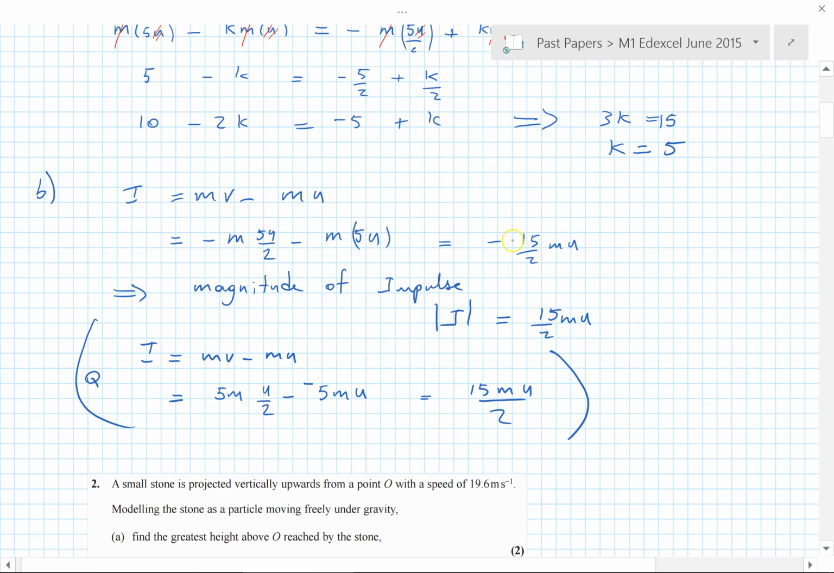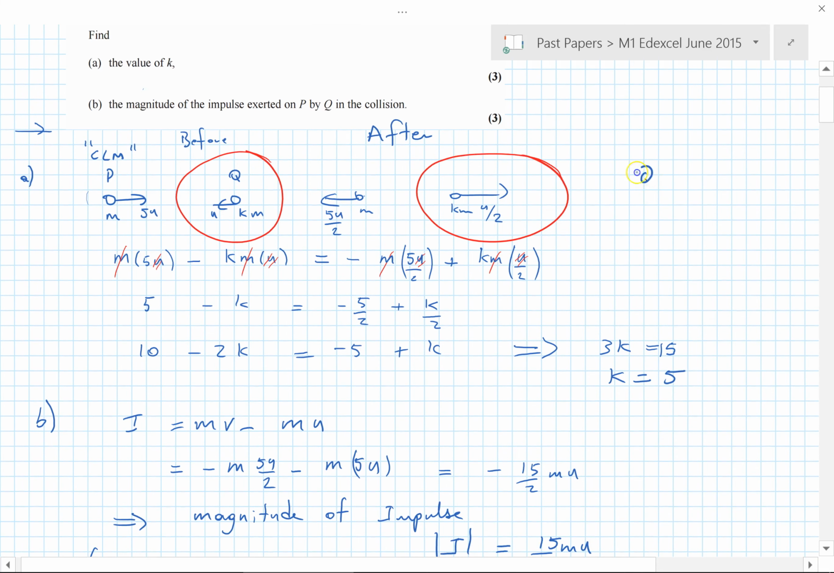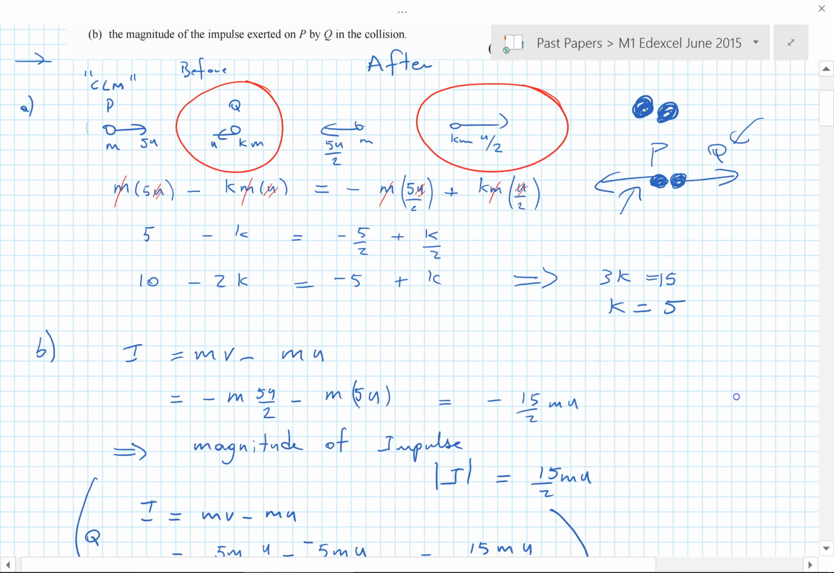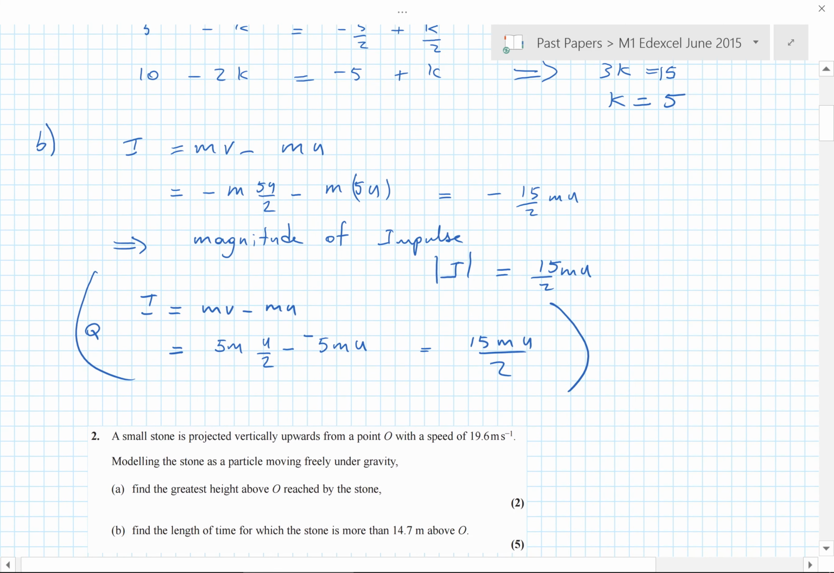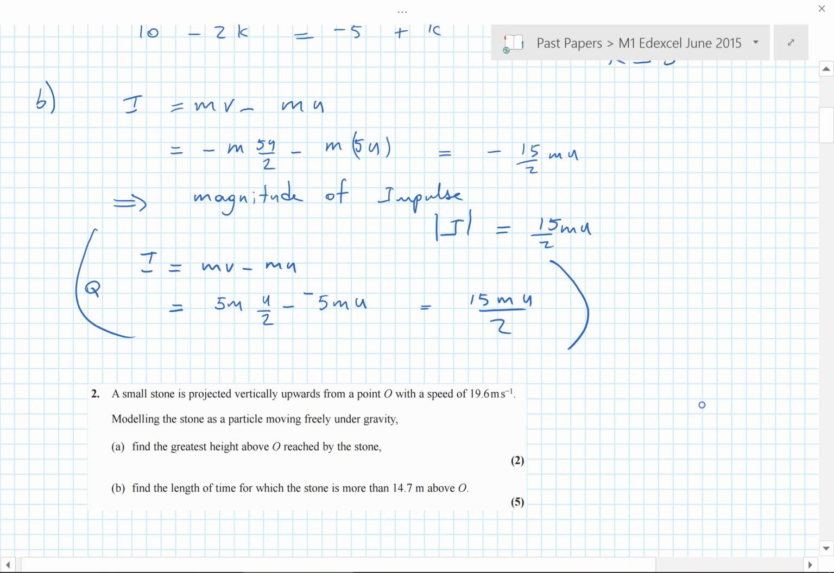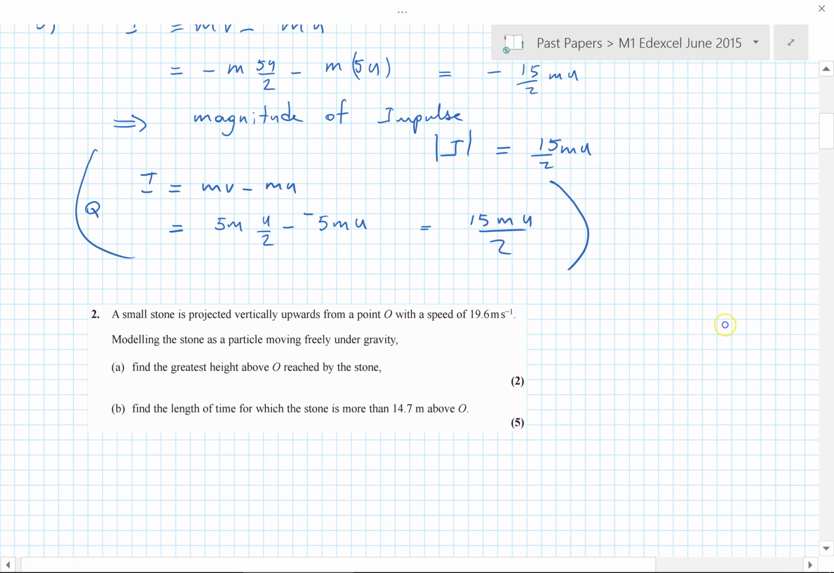And the reason why we had two different signs here is because, of course, as we look at P and Q, the impulse that's applied on P is in this direction, whereas the impulse applied on Q is in this direction. So which is why we got a positive answer when we applied it to Q, but a negative answer when we applied it to P. But because we wanted positive magnitude, we had to give an answer as positive in the end anyway. Okay, so that's question 1 done.